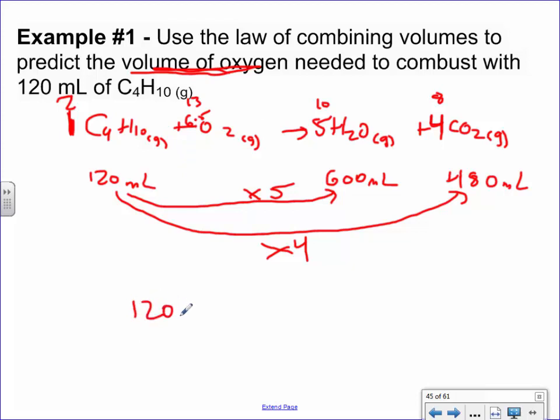All you have to do is take 120 milliliters and times it by 6.5. That would tell you how much oxygen you need, right? Because from here to here is 6.5 times more. I don't know a calculator. Anyone have one nearby? 780, thank you.